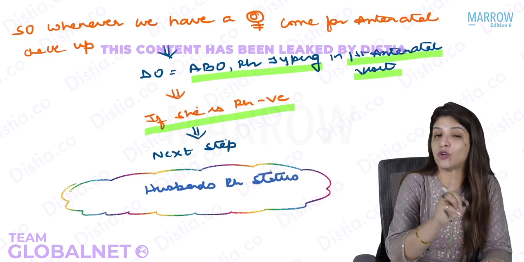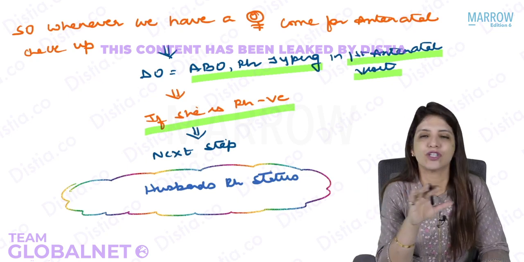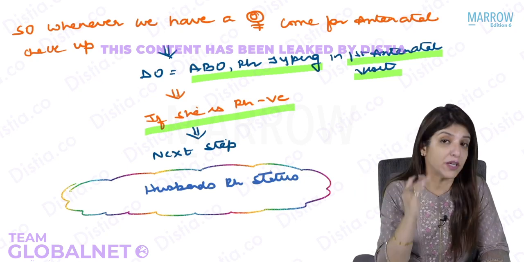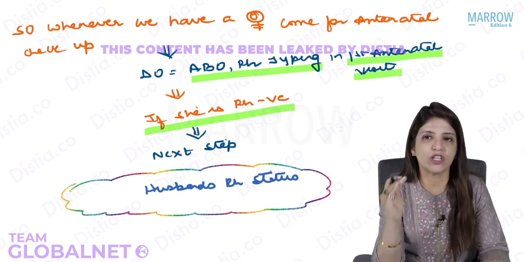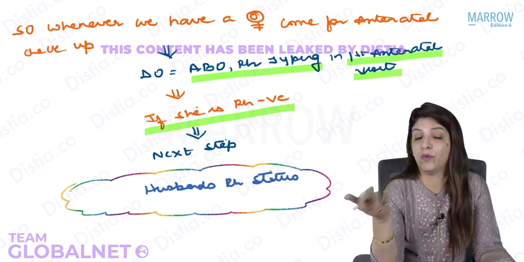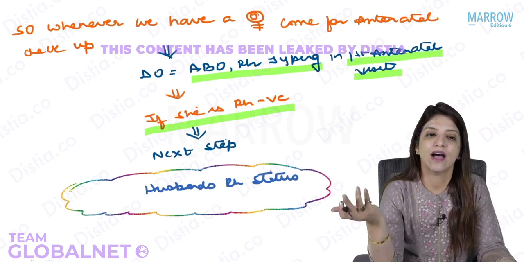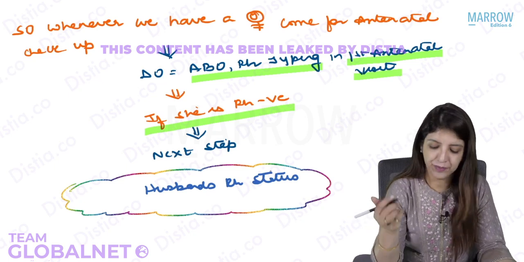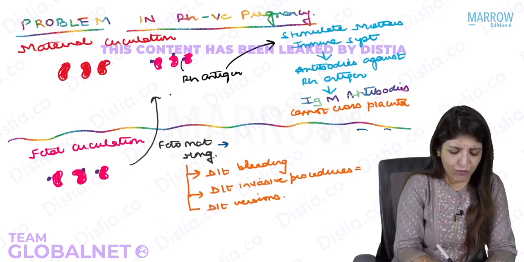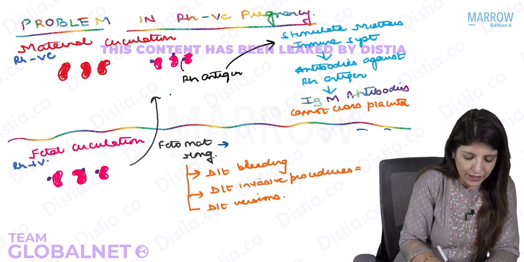Because if the husband is also Rh negative, then I am not worried at all. Right? That patient becomes a low risk pregnancy, not a high risk pregnancy. But if the husband is Rh positive, then I know 50% of the fetuses would be Rh positive and 50% Rh negative. So I don't know whether my patient is carrying an Rh positive or an Rh negative fetus, and I will call it a high risk pregnancy. Clear? Okay. Now, why is there a problem if the mother is Rh negative and the fetus is Rh positive?